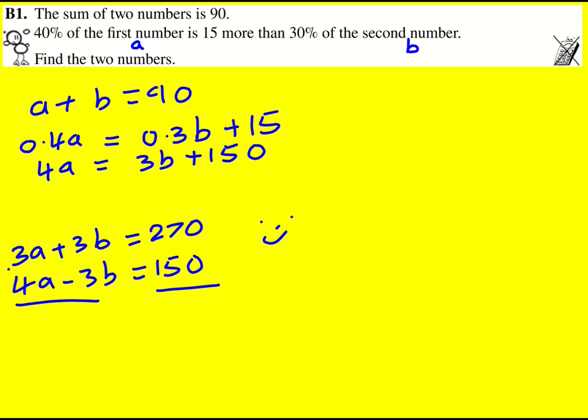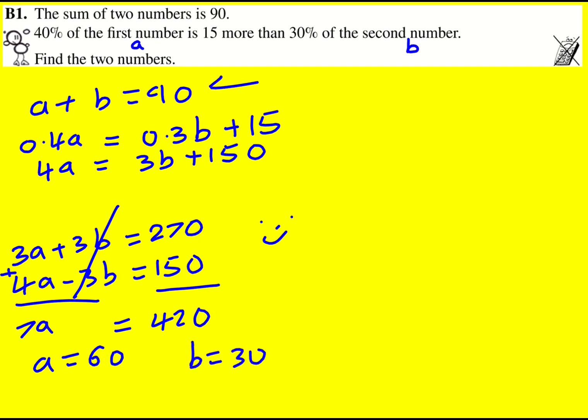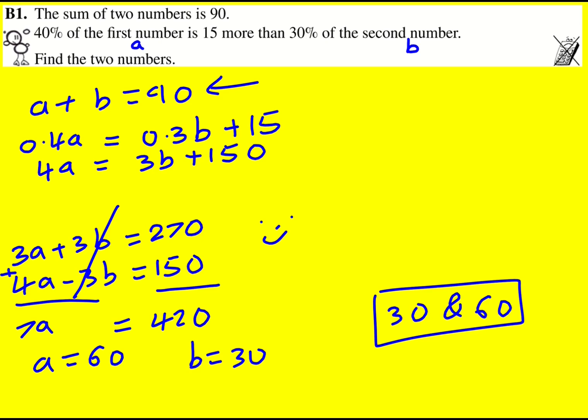So now we can actually add the two equations together because these cancel out, 3B and minus 3B. The left-hand sides we add and the right-hand sides we add, because it's like two pairs of sets of scales, and if you just combine them, they'll still be balanced. So 7A is going to equal 420, and therefore A is going to be 60, which means B is going to be 30. I can just put it back into my original equation, quite quick to find. So overall, 30 and 60 are the two numbers.